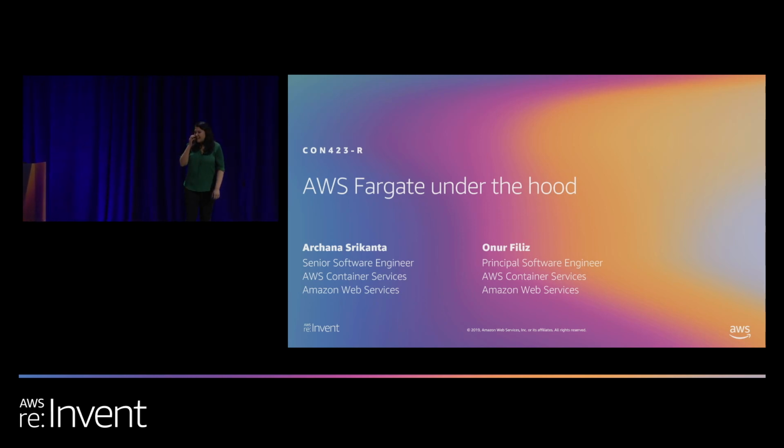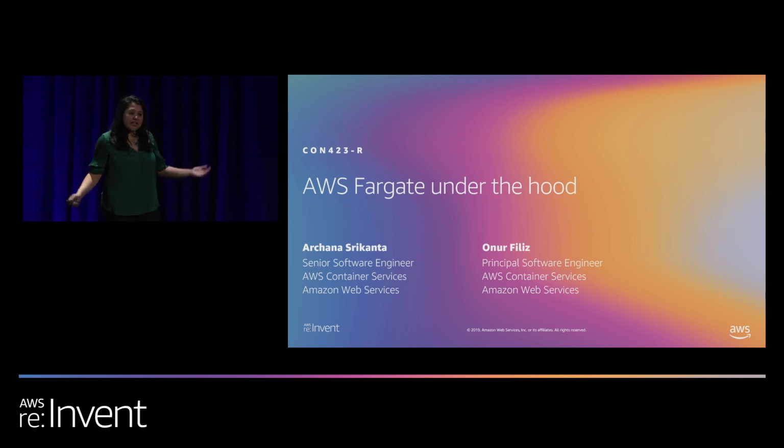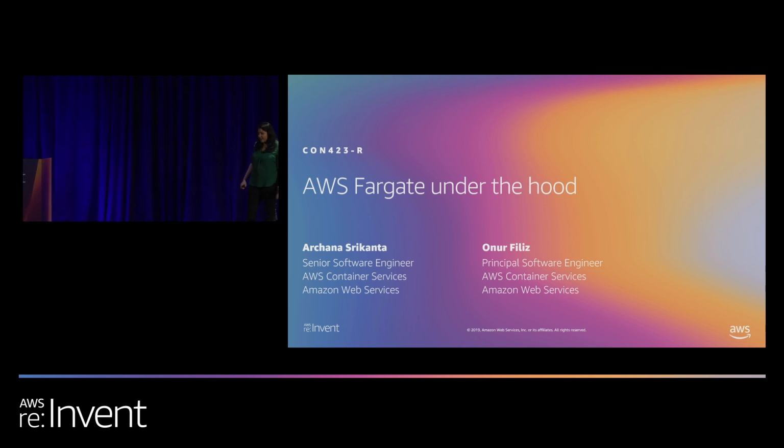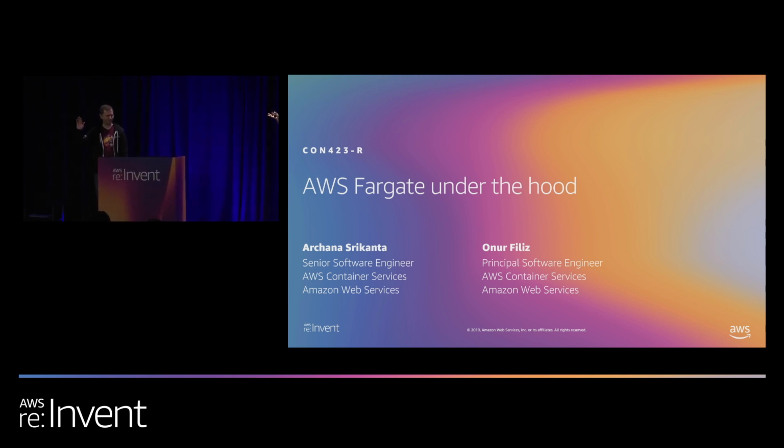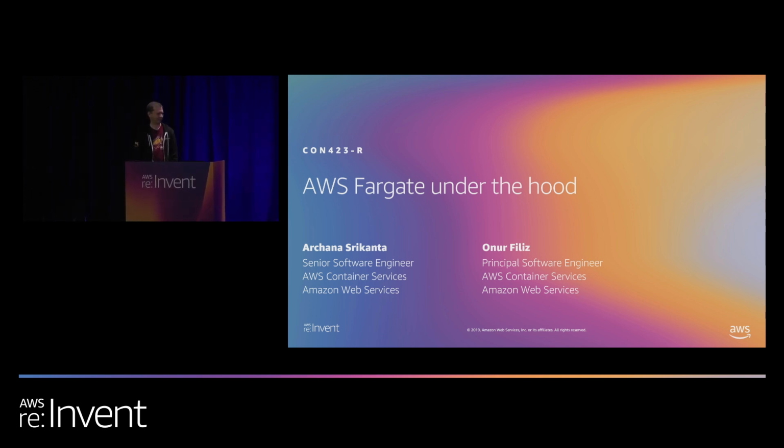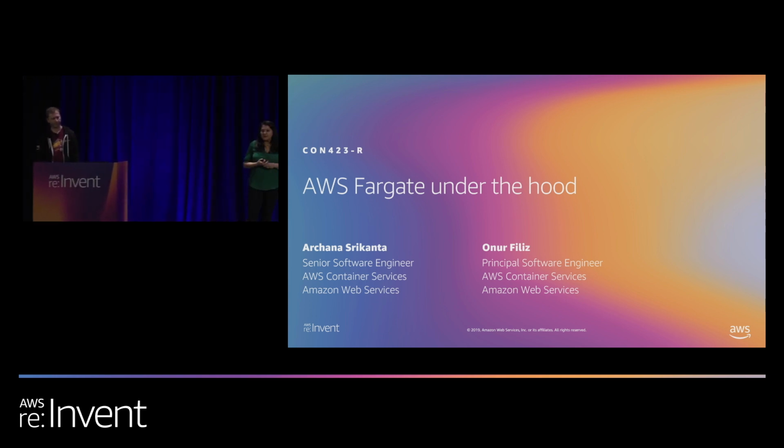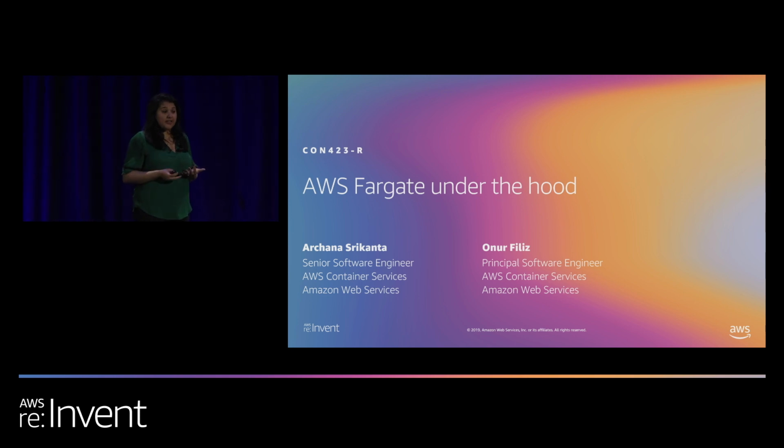Everybody. My name is Archana Shrikanta, and I'm the founding engineer of Fargate. I've been with AWS for 8 years. I've been through EC2, ECS, and now Fargate. And I'm joined by Owen Phyllis, who is our awesome principal engineer on the Fargate team. And together today, we're going to walk you through the Fargate architecture.